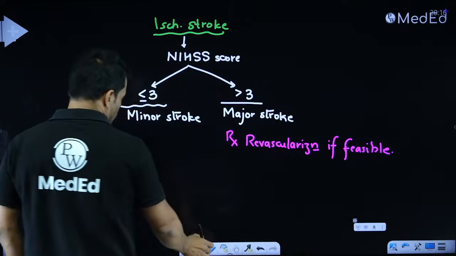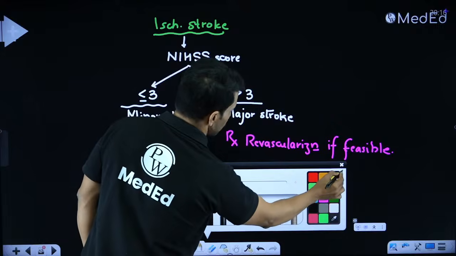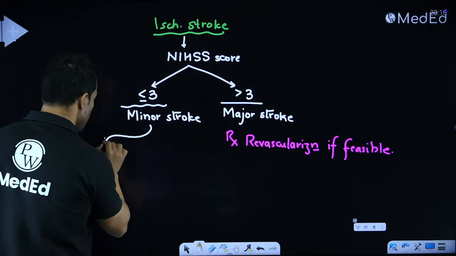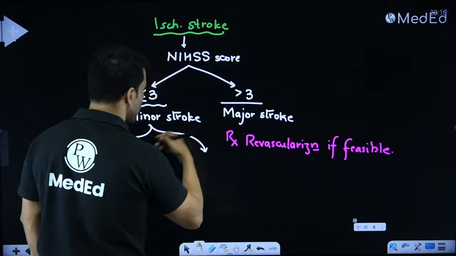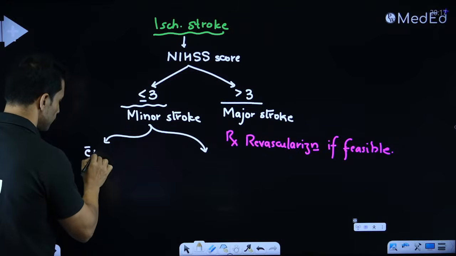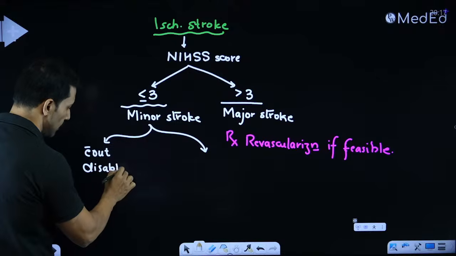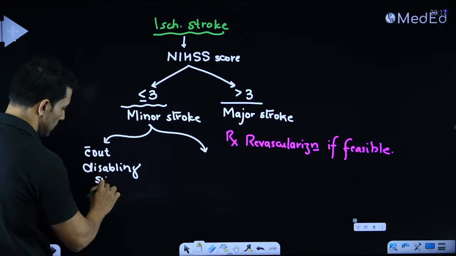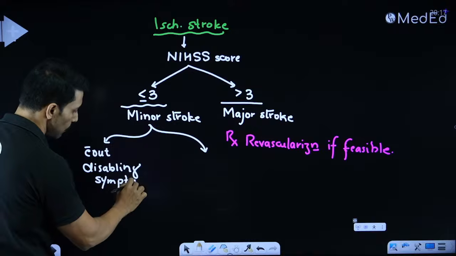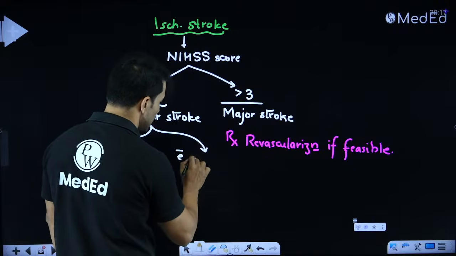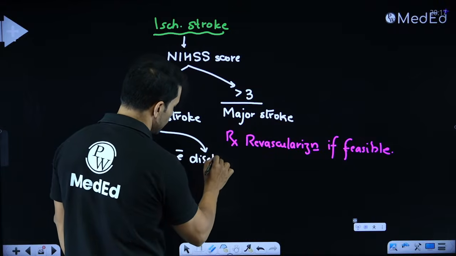So these patients should be treated with revascularization. If it is minor stroke, we are taking some further steps to know whether this is a minor stroke without disabling symptoms or with disabling symptoms. Now, what do I mean by this?